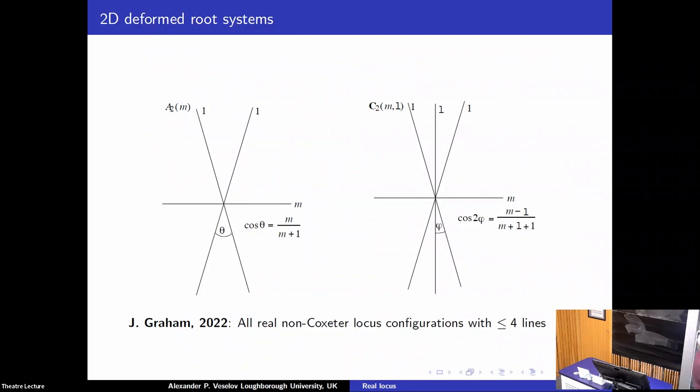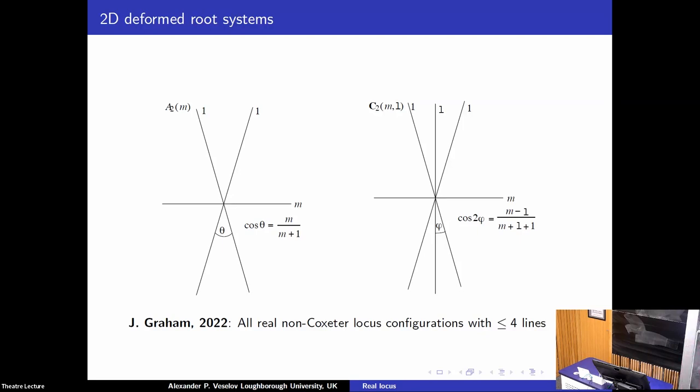It's not just a ring. So this is a line with multiplicity m, and this with multiplicity one. That's what deformed, right? And the theta angle is very special. Cosine must be m plus one divided by m plus one. When m equals one, cos is 1/2, and you have a two.